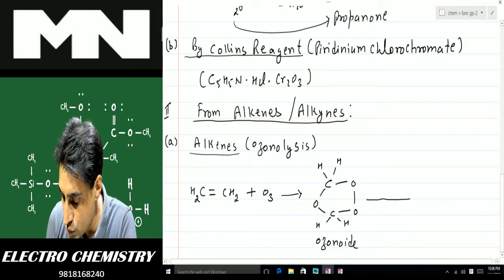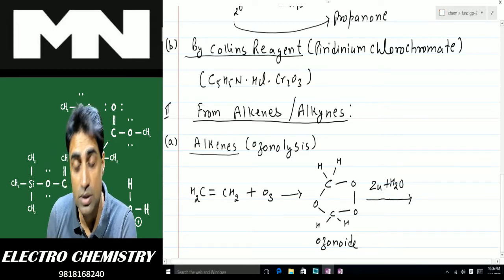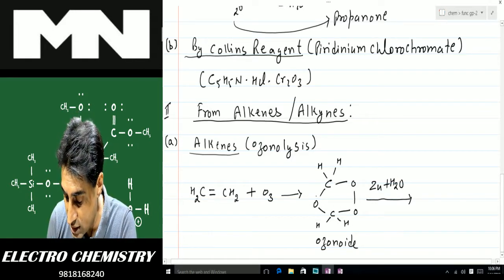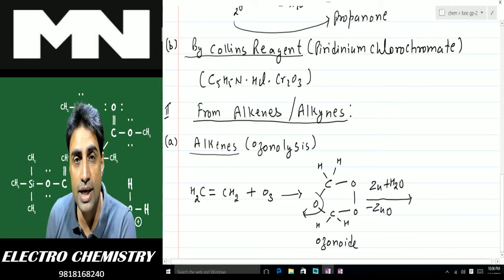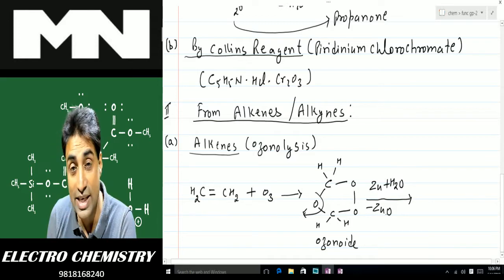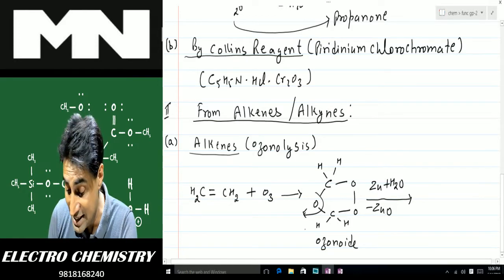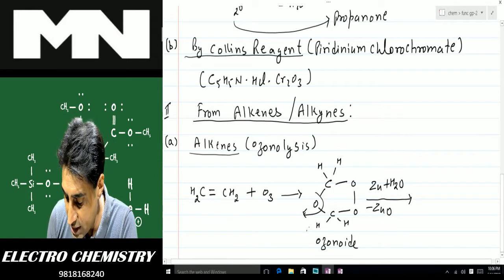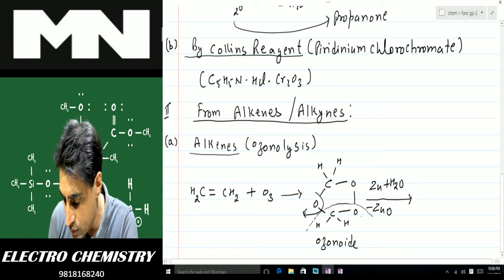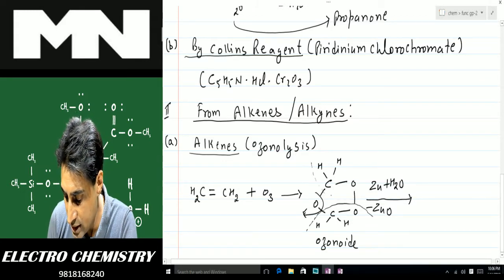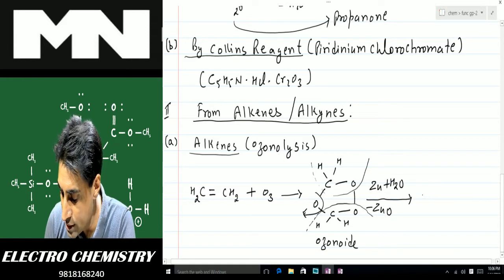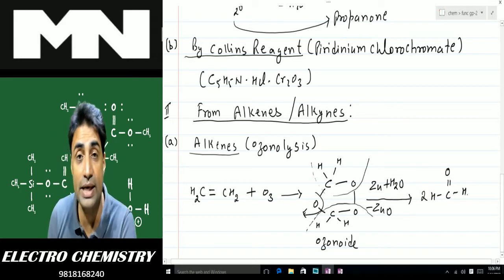If I react this ozonoid with zinc and water, this is reductive ozonolysis. This zinc will combine with this oxygen and will come out as ZnO. As soon as the zinc combines with oxygen and comes out as ZnO, this whole structure will undergo lysis. It will break. This part will come out as HC=O with H, and this part again will come out. So you will get 2 moles of HCHO. So aldehyde is what you are getting.